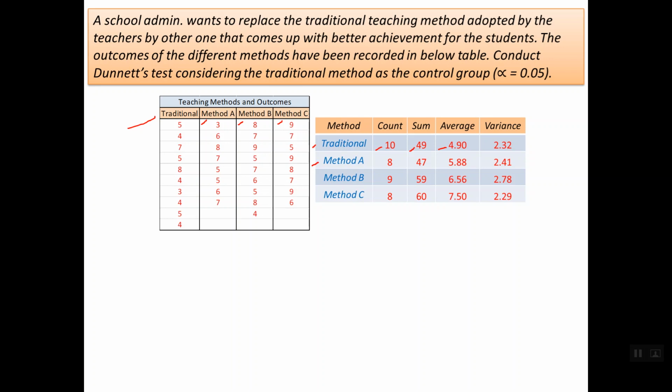First, method A. For method A, we have 8 observations with a total of 47, so the average is 5.88 and the variance is 2.41. Regarding method B, we have 9 observations with a total of 59, the average is 6.56 and the variance is 2.78. And for the last method, method C, we have 8 observations with a total of 60, the average is 7.50 and the variance is 2.29.